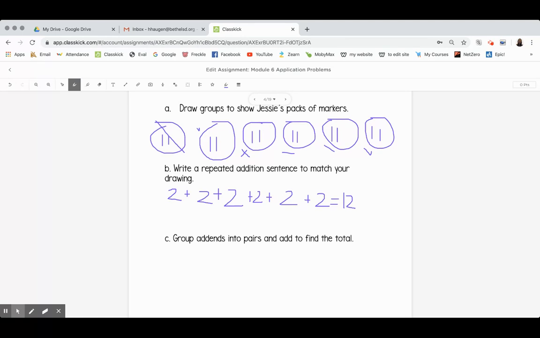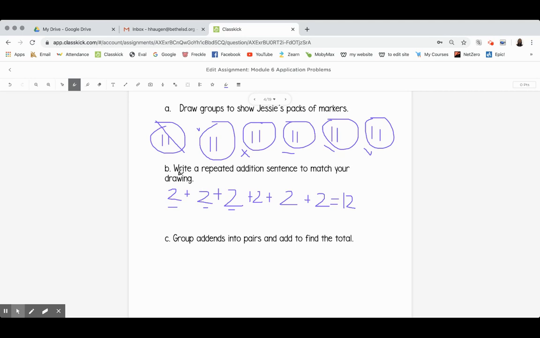The last part says group add-ins, and the add-ins are all of these numbers that we added together. Group add-ins into pairs and add to find the total. So we skip counted to find the total.